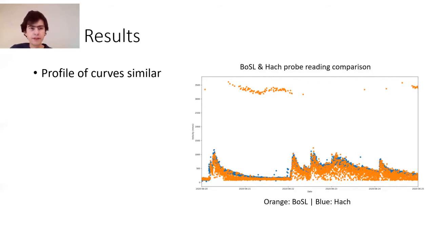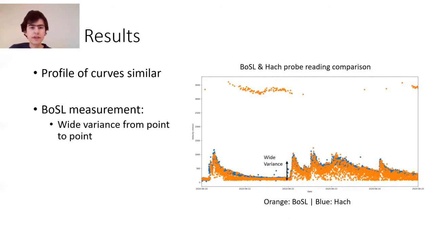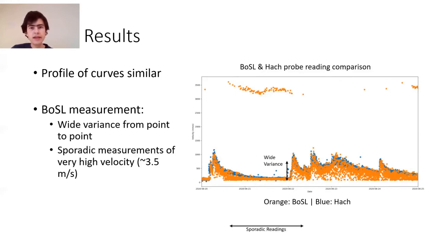They increase at the same points, decrease at the same points. However, there are a few key differences. The first is there's a much wider variance from point to point in the BoSL sensor. It will measure anywhere between what looks like the maximum of what the HAC will measure down to 0, and it will do so randomly from point to point. The second key difference is that there are these sporadic readings, which read at about 3.5 millimeters per second. They're not very dense, maybe 1 every 100 points, but they are present.